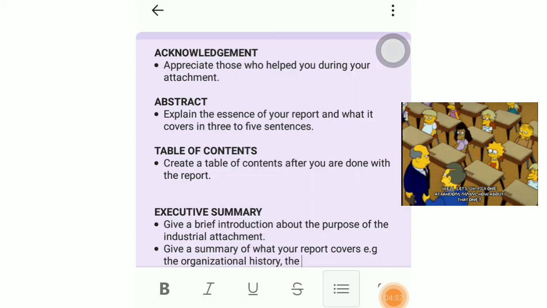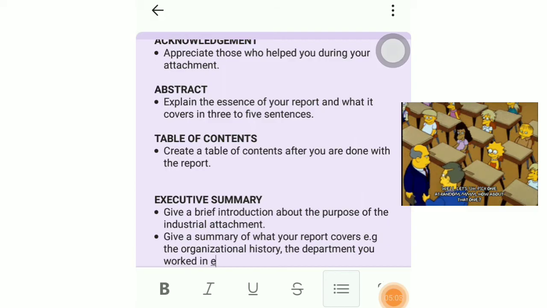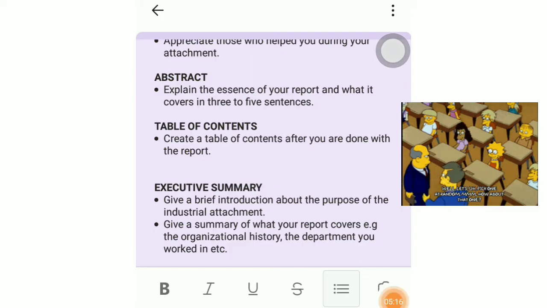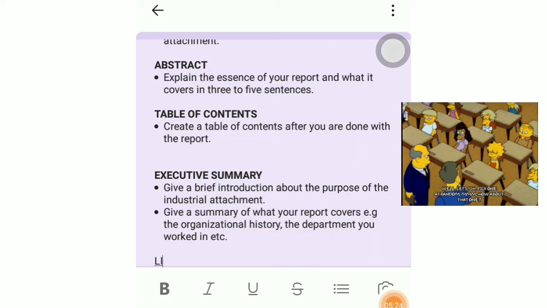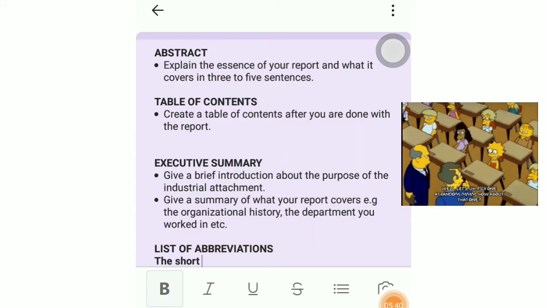What areas are you talking about in the report? Are you covering the organizational history? Are you talking about the organizational structure? Everything that you are covering in your report has to be highlighted in your executive summary.